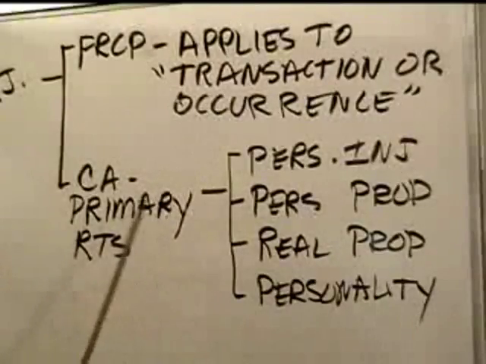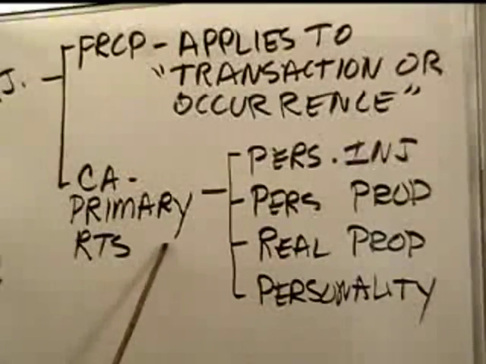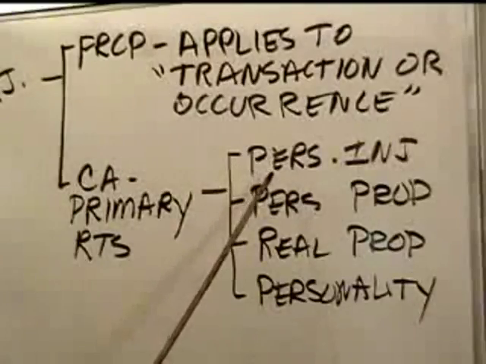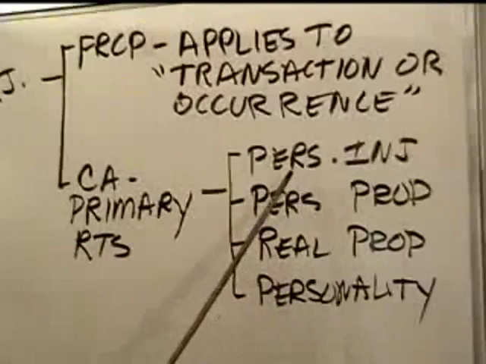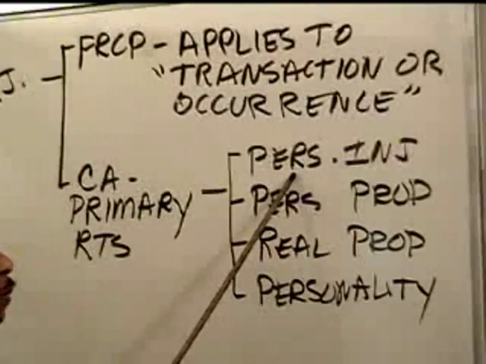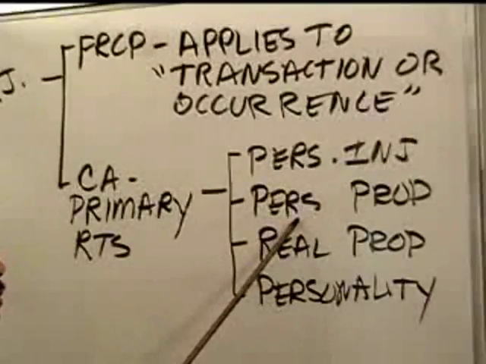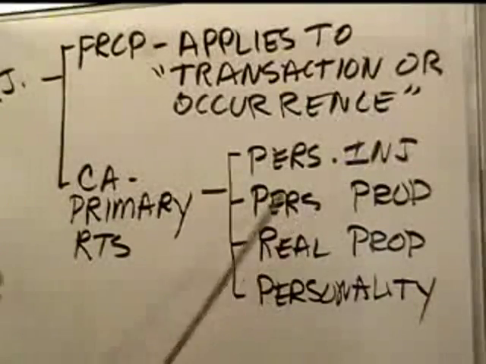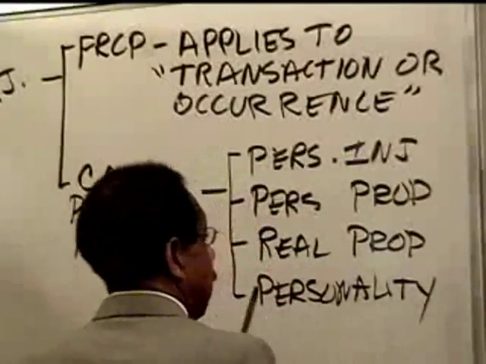In California and in a few other states that follow primary rights, the idea is that you can litigate these primary rights separately. You can litigate the personal injury from the same car accident. You can sue for the personal injury, win or lose, and then come back and sue for damage to the car, personal property. This is the property.